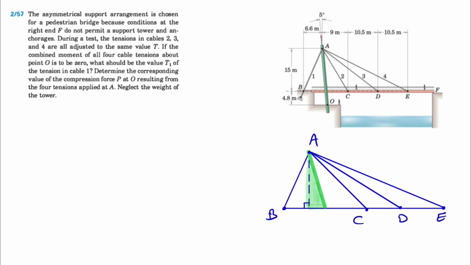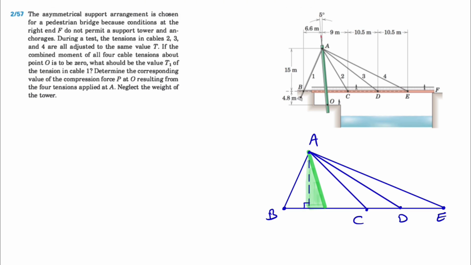Alright guys, welcome back. In today's video we have another question from the second chapter of the Meriam textbook, question 57, where an asymmetrical support arrangement is chosen for a pedestrian bridge because conditions at the right and F do not permit the support tower and anchorages.